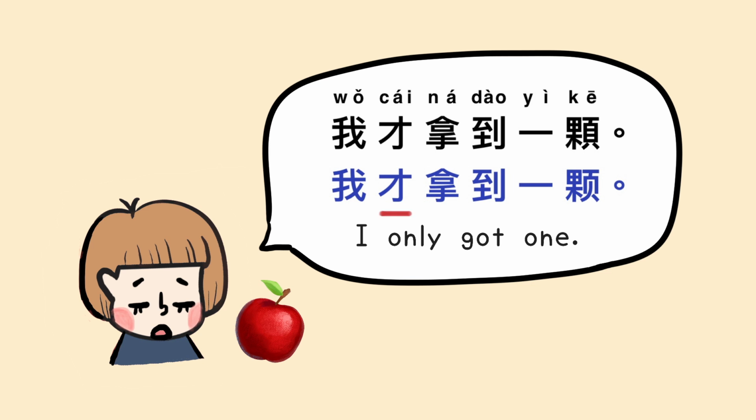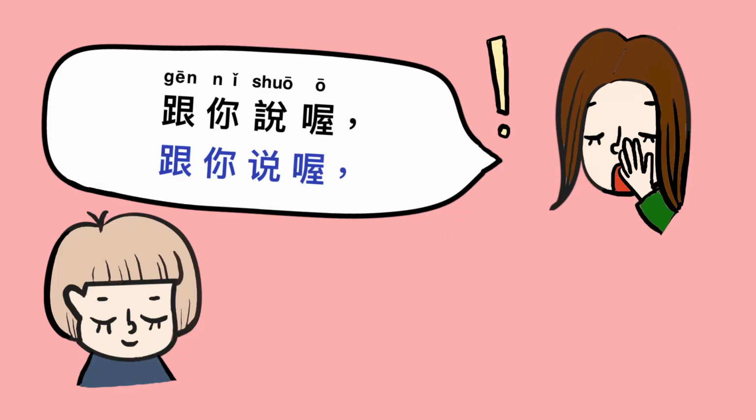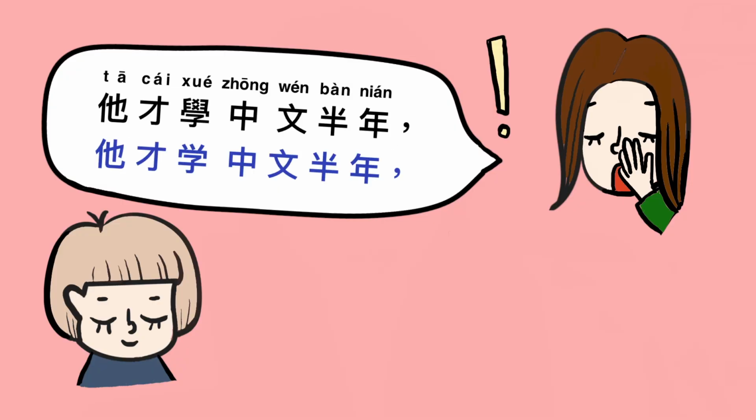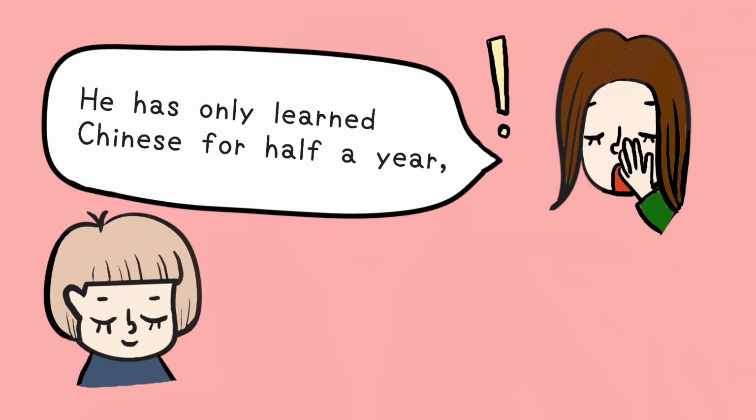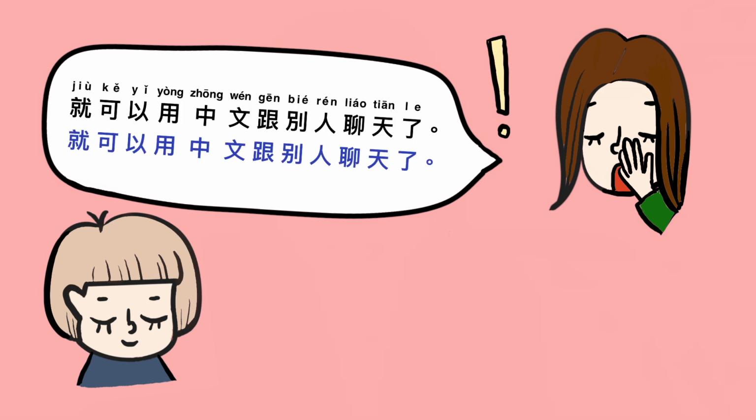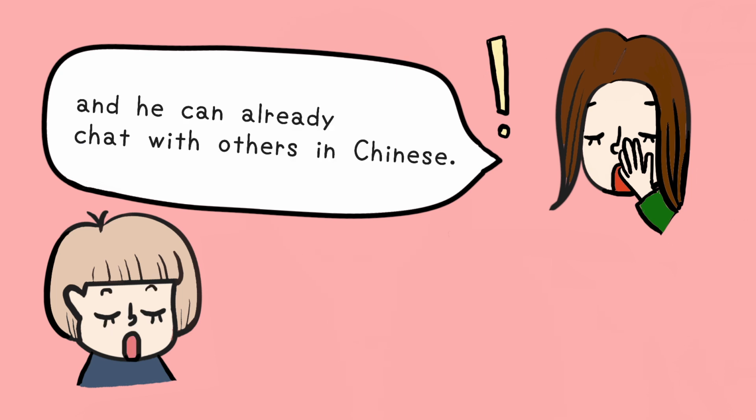She added 才 here to mean only, to express that the number of apples she got is less than she expected. Another example, 跟你说, let me tell you, 他才学中文半年. He has only learned Chinese for half a year, 就可以用中文跟别人聊天了. And he can already chat with others in Chinese.